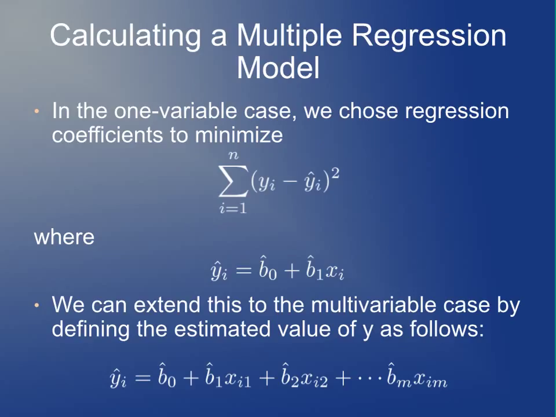As you'll recall, in the one variable regression case, we chose regression coefficients to minimize the sum of squared errors, that is, the difference between the true values of y and the predicted values of y, using predictions based on a single x. Now we do exactly the same thing in the multivariable case, where we say yi hat equals some linear combination of the x's and try to find the values of b0 hat, b1 hat, etc. that minimize this sum of squared errors.